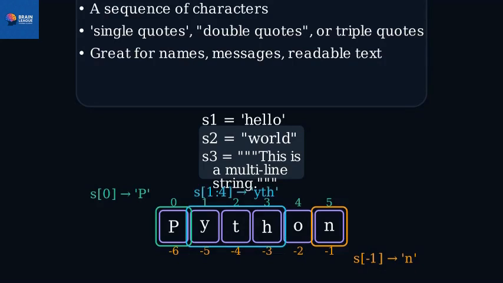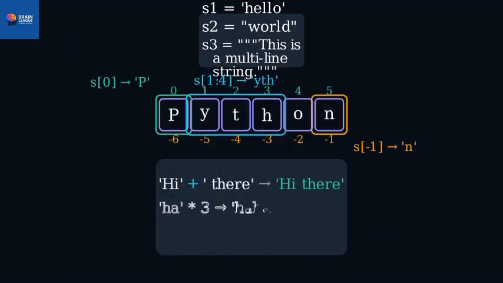Three super common operations: concatenation with plus, repetition with star, and membership using the word in. Strings are immutable, so methods always return new strings. Here are the most common ones, with quick visual examples.